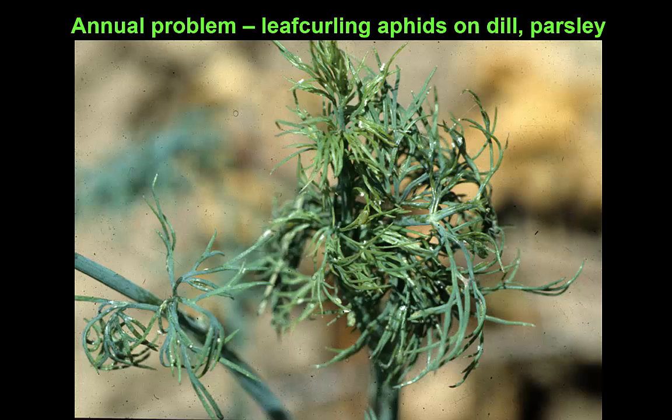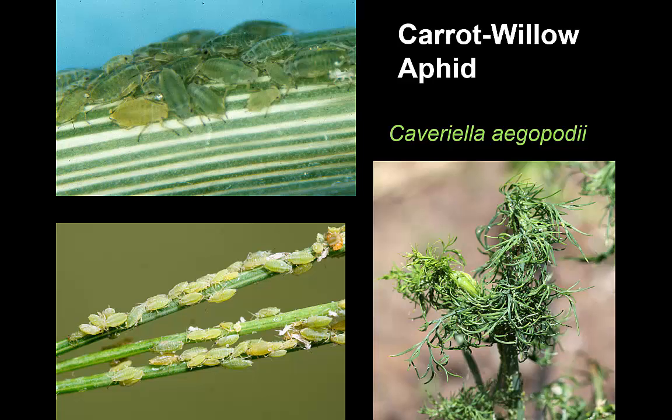And in this case, my leaf curling aphids on my dill and my parsley, that's the carrot willow aphid. So in the summertime, it's a problem in my garden on those kinds of garden plants. Now, what did I do to get rid of this problem? I got rid of a willow tree that had been in my yard, which is the required winter host. Certain kinds of European willows are the required host for this insect. I removed it as part of a house remodel. The winter host was no longer available in my yard, so it could not complete its development.